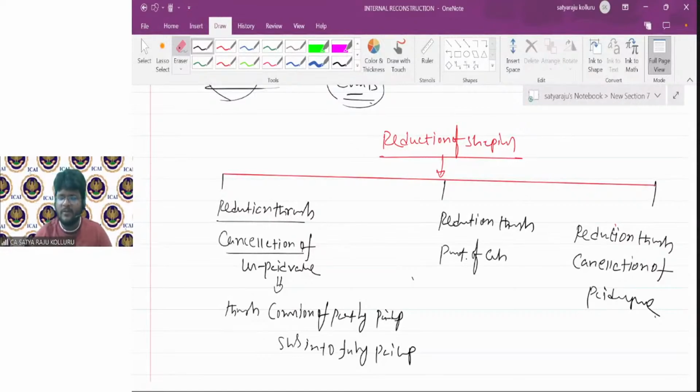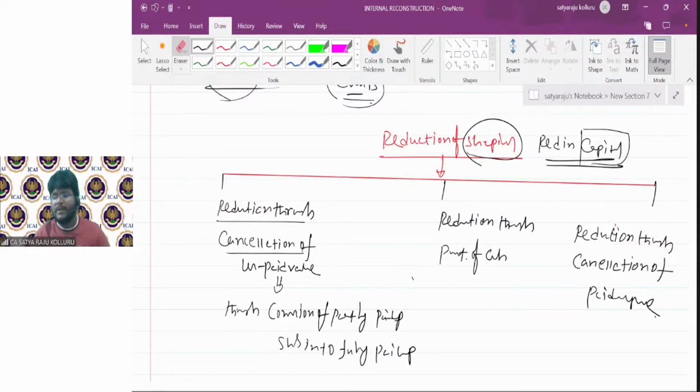First of all, what is the meaning of reduction of share capital? It's very simple. Reduction of share capital means reduction in capital. In which capital? Is there a reduction in authorized share capital, in paid up value, or in called up capital? Majorly it may be the paid up value, it may be other capital as well, but our main focus is on paid up capital.